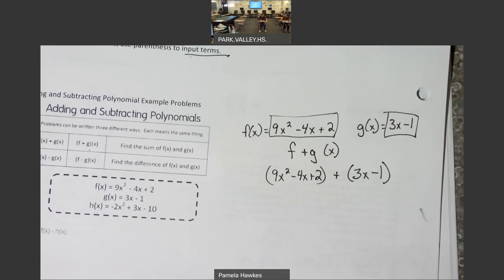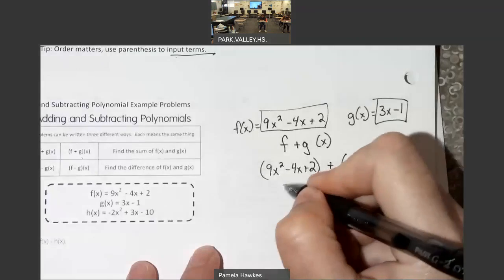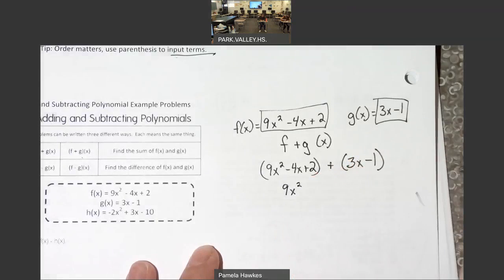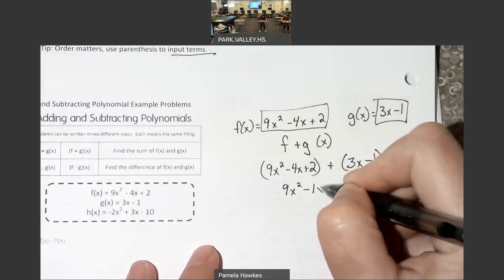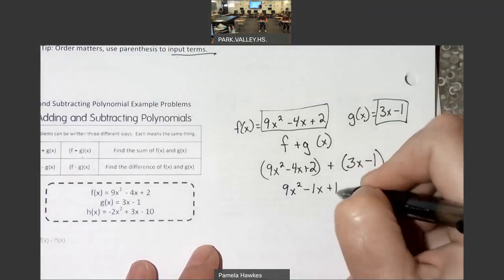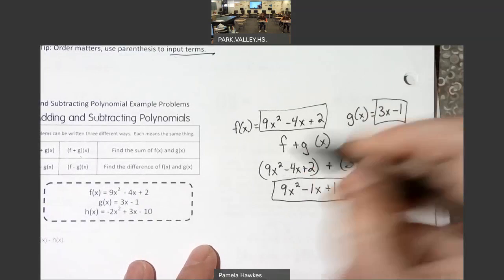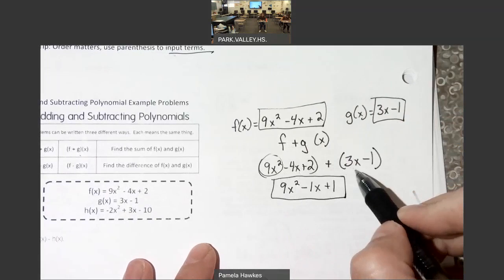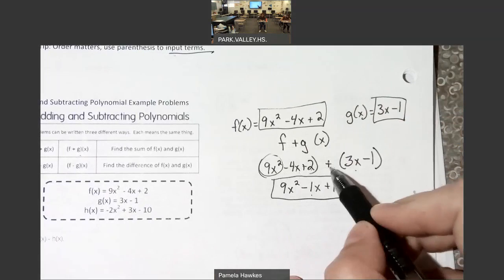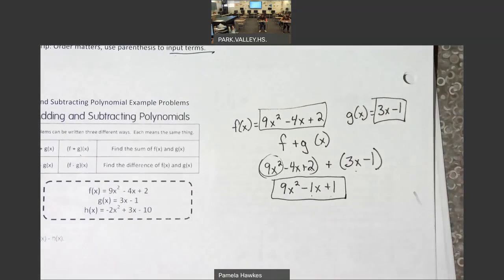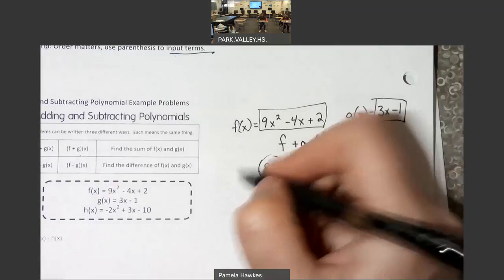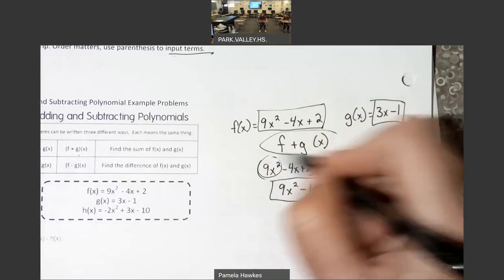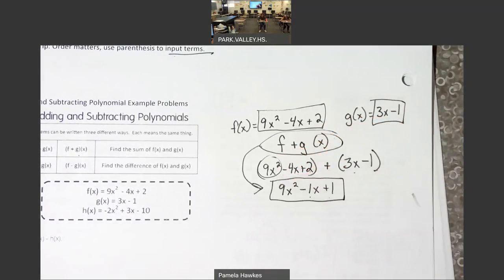So what would my answer be? 9x squared minus 1x plus 1. And that's my answer. So I did this one, 9x squared, negative 4x plus 3x, negative 1x. 2 plus negative 1 is 1. Okay? That would be your answer to this right here, would be equal to that.